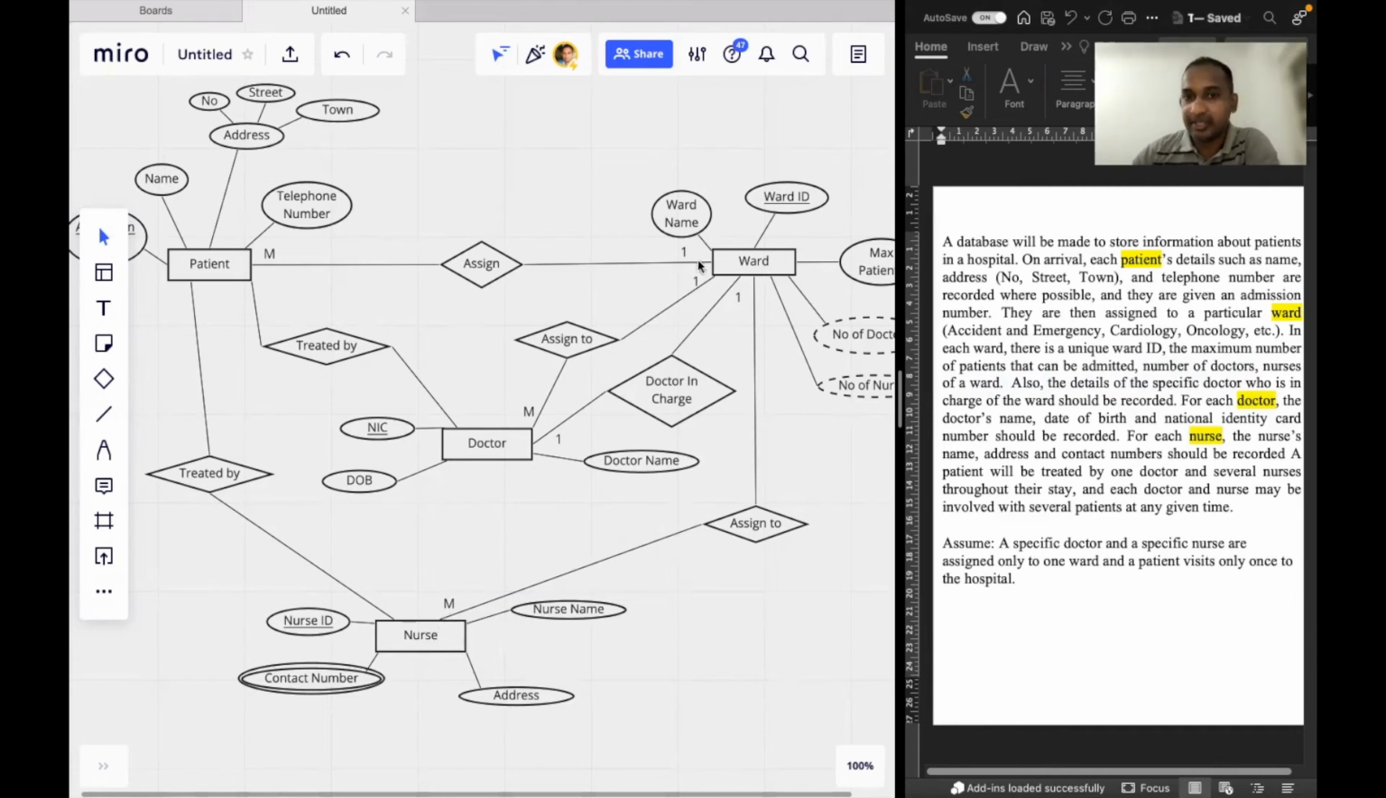One ward means do not take the one from here. That means here 1, 1, 1. Do not take this one. Always this is 1. One ward, there can be many nurses.